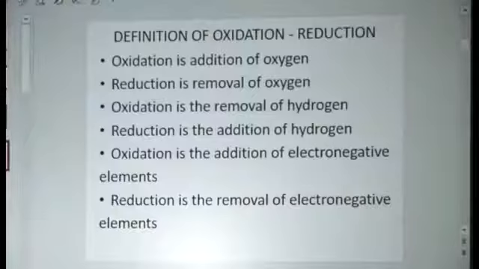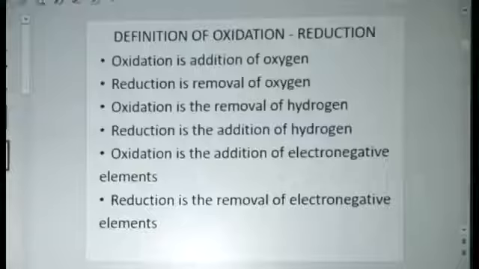Now, how do we define oxidation reduction? Remember, oxidation reduction, I did not say oxidation and reduction. Oxidation reduction is a complementary reaction because for every oxidation reaction, there must be corresponding reduction reaction. In a given chemical equation, if you have oxidation, there must be corresponding reduction. The two reactions cannot be separated.